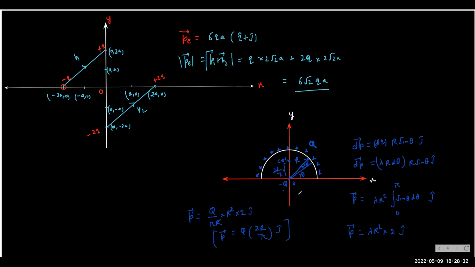So we can directly write the answer q minus q into 2r by pi. But yes, good, sir, that you have done this method. That's really good. So if you know the basics, you can actually do it for any kind of charge distribution. So that's also possible.